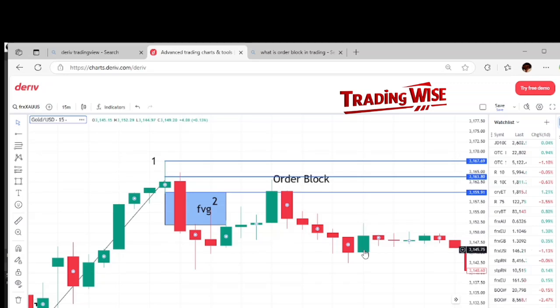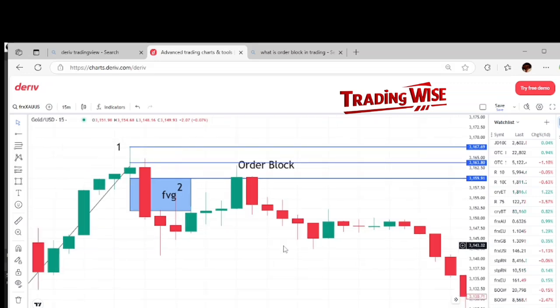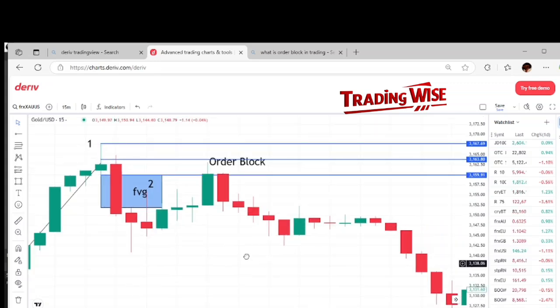This is a bullish scenario. You should always know that even if you have a trend that is red, green, as long as it is going up, the trend should be considered a bullish trend, and you look out for a bullish last candle to form that order block. Let's look at a bearish scenario.